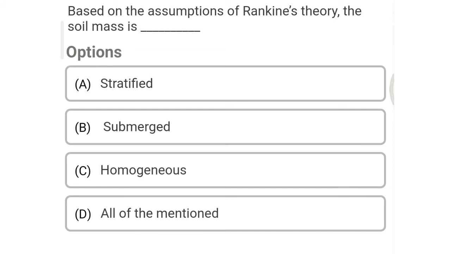So next question, based on the assumptions of Rankine theory, the soil mass is option A stratified, option B submerged, option C homogeneous, option D all the above. So the correct answer is option C homogeneous.